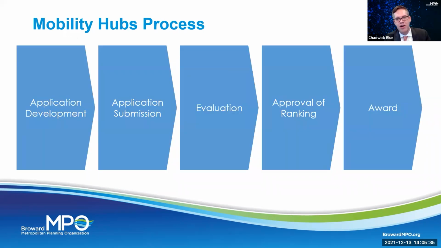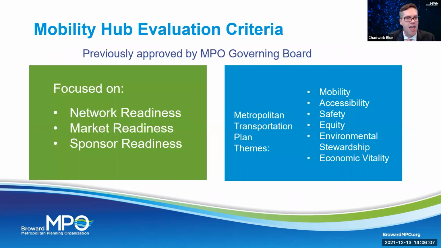This slide right here shows a typical Mobility Hub process. It starts off with your application development, and that's what we're going to talk about today a little bit. Once that's done, you'll submit your application. It'll come to us. MPO staff will evaluate that, and then we will provide a recommendation for approval and ranking that will then go before the Broward MPO board for award and approval. So that kind of sets the stage for how this works.